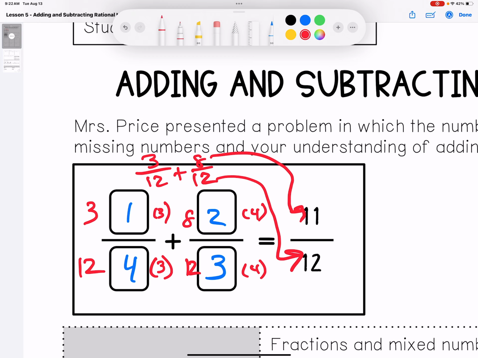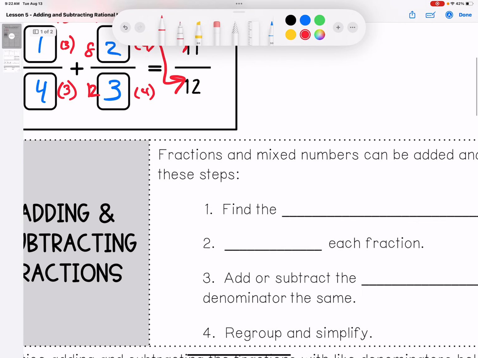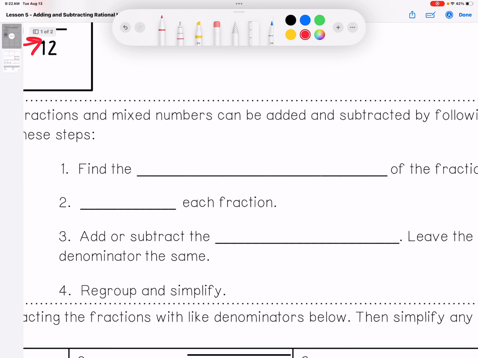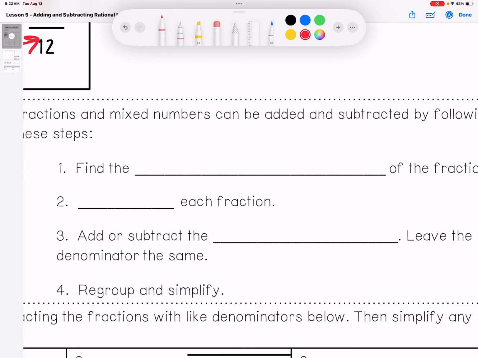All right, I know you're looking forward to fractions. Here we go. All right, guys, your rules don't change when we're adding or subtracting positive and negative fractions. We still got to find a common denominator, so the least common denominator is actually what we need to find. So the fractions and mixed numbers each can be added and subtracted by following these steps. So when you're clueless on your homework, just look back to these steps, which you did not do on the first part. So let's try that this time.